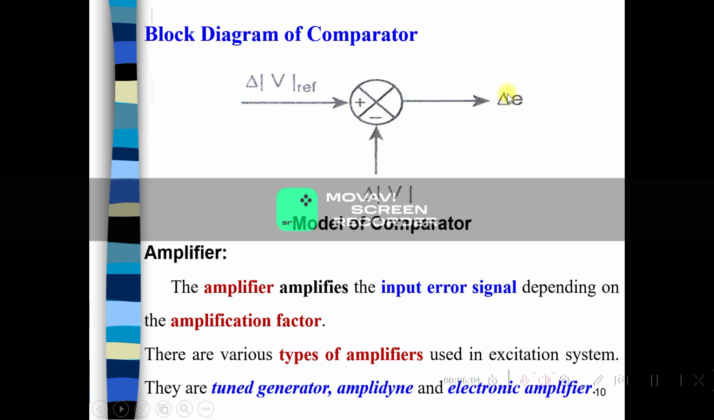This output is connected to the amplifier input. The amplifier amplifies the input error signal depending on the amplification factor. There are various types of amplifiers used in excitation systems.